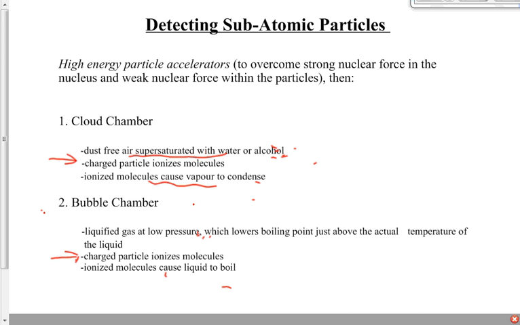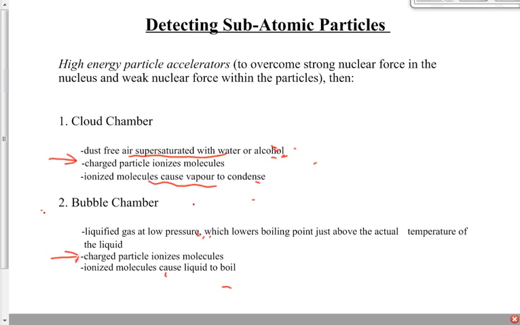Does that kind of make sense? What might we expect to see? Well, I said kind of like this, right? Except it usually is a little bit more complicated than this. This would be an actual picture from a cloud chamber.